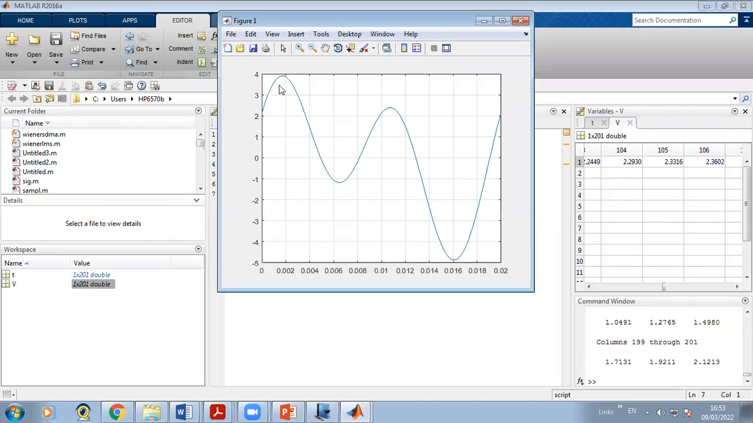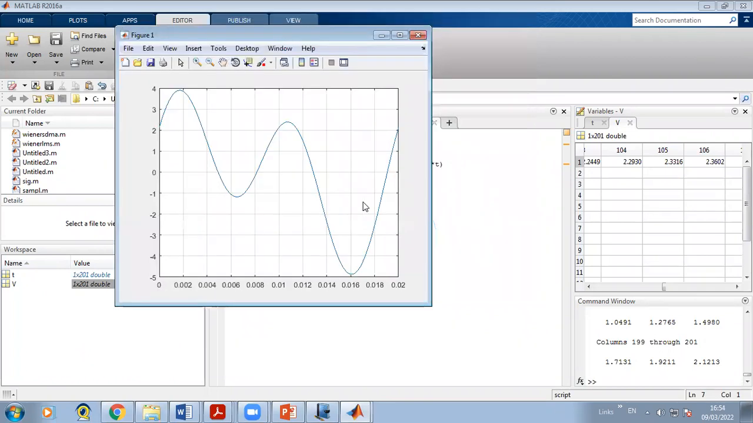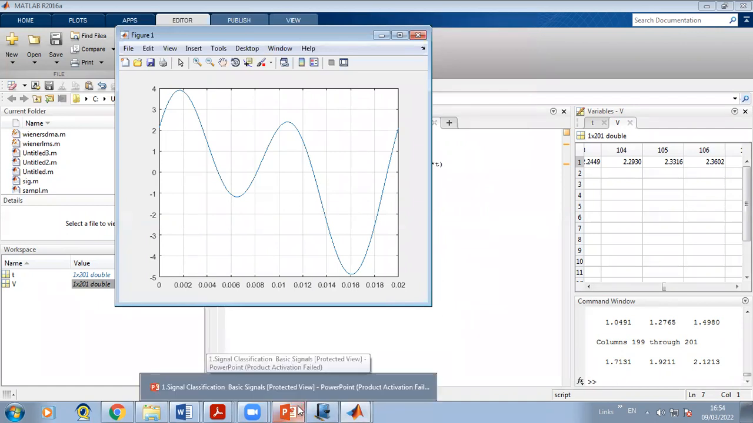So you can see that it is like this, no? So is this a sinusoidal signal or not? Is this composite signal a sinusoidal signal or not? Can anyone tell quickly?